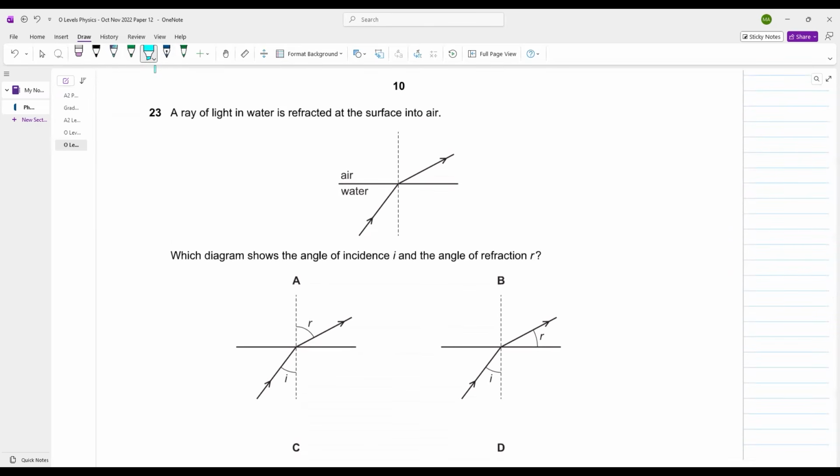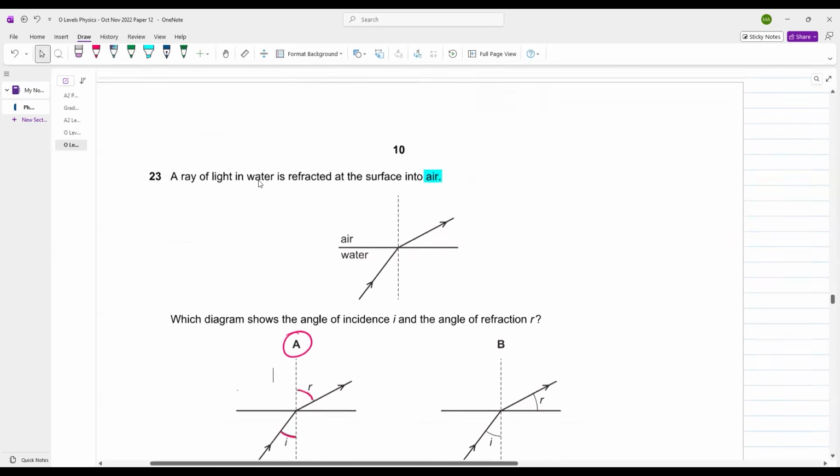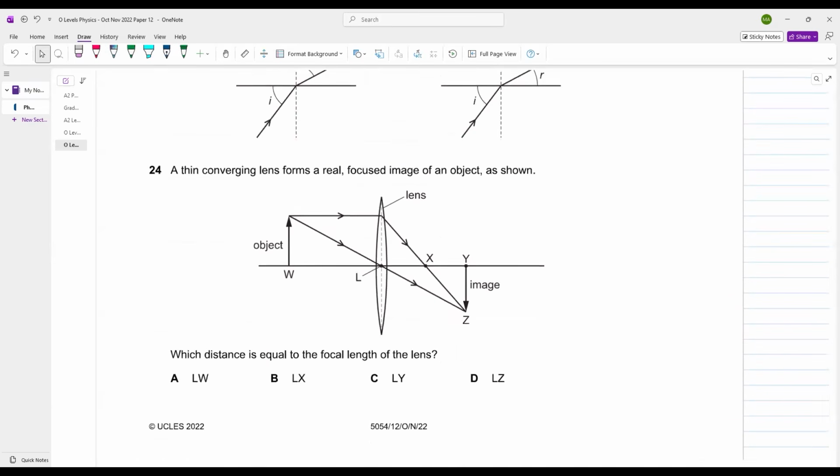A ray of light in water is refracted at the surface into air. Water से air में जा रहे हो, your light is getting refracted. Which diagram shows the angle of incidence and the angle of refraction? Angle of incidence is always between what? Angle of incidence is always between the incident ray and the normal. Angle of refraction is always between the refracted ray and the normal. A is your answer. 23. अब आगे बढ़ते बेटा further.